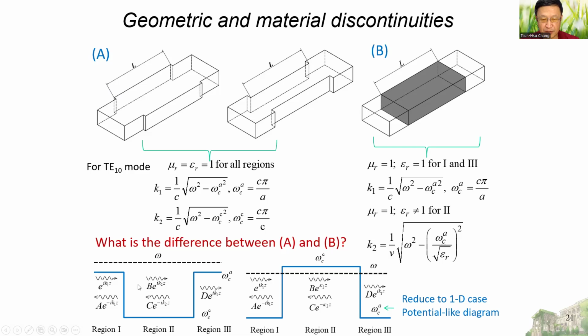We are going to solve this one with boundary conditions, easy, step by step. For the potential well, there is an incident wave and a reflected wave, and here is an exponentially growing wave, and here is a decaying wave. There is a growing wave and a decaying wave inside, and D is a tunneling signal, reduced to a one-dimensional case, potential-like diagram. Okay, so this is for microwave, for electromagnetic wave.